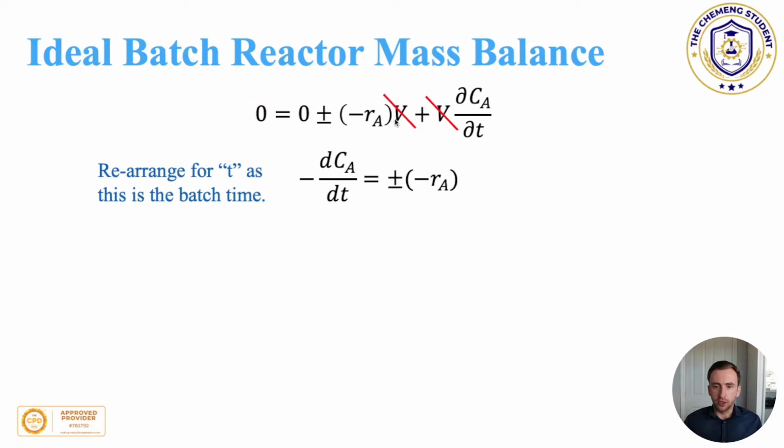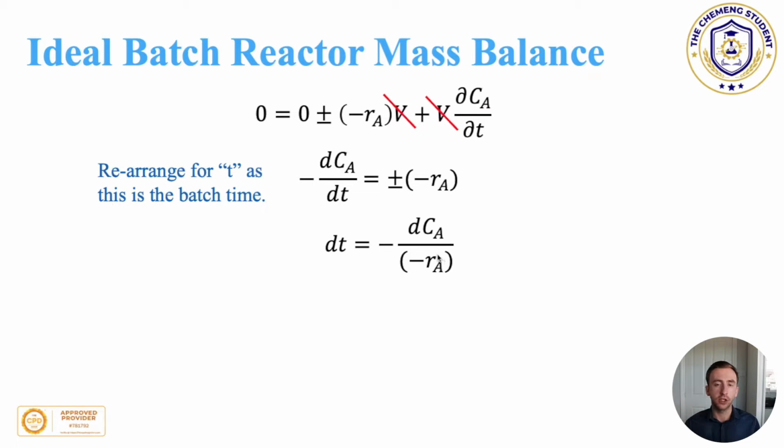Now, if we rearrange this and bring the accumulation term across to the other side, and we then say that because of the assumptions that we made, we change this from a partial differential to a full differential equation. Now, ultimately what we want here with batch systems is to work out the time it will take for the reaction to either go to completion or to reach a certain conversion. So what we have to do here is rearrange this system for time, and that's our dt.